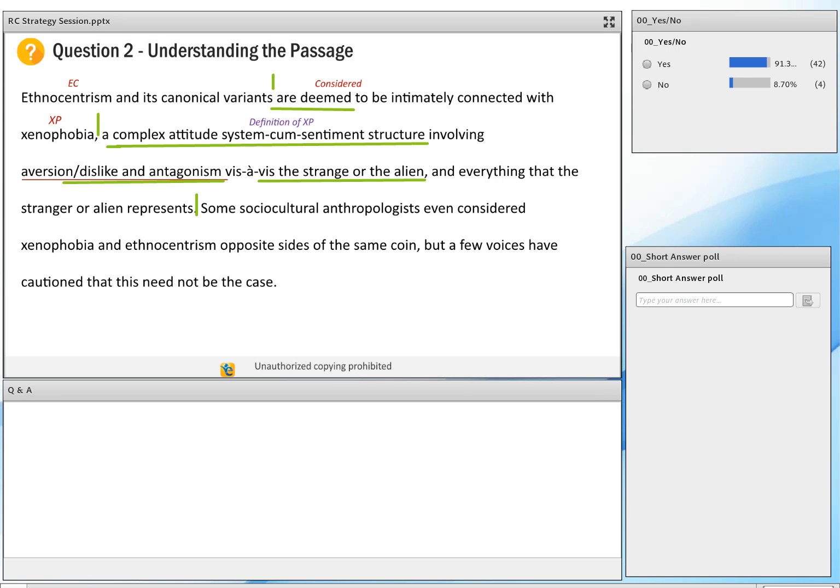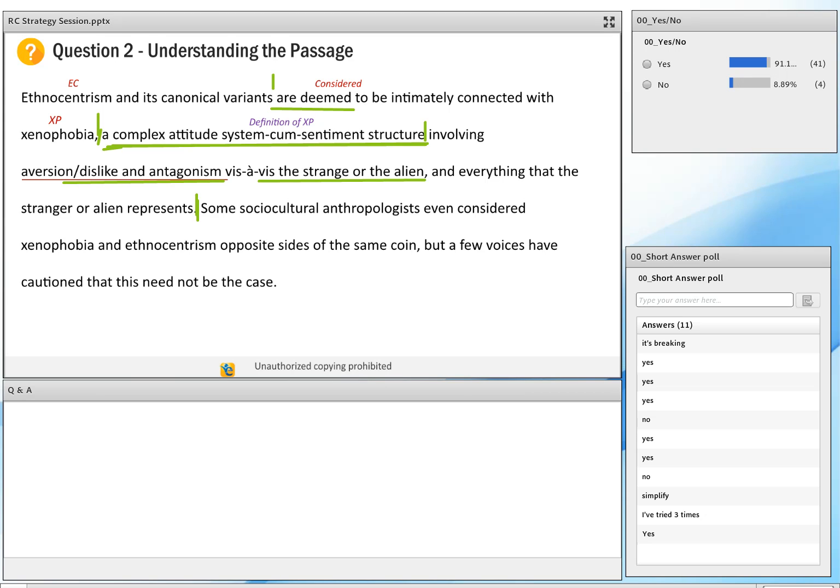Now, if you think about it, this is a pretty complicated definition. If you just read this definition, it's pretty complicated, really heavy words. But what I've done is I've just said it's a structure that involves hatred towards the strange, towards the alien. Okay, so in 3 words, my definition is complete. Did I have to do anything out of the ordinary over here? No, I just took the information that was presented in small chunks, and I simply summarized that information in my own words. And that is very, very important.